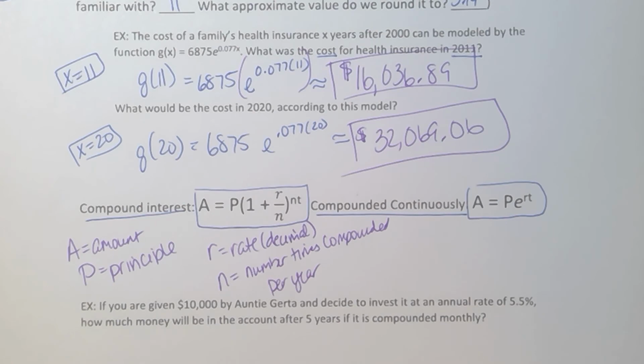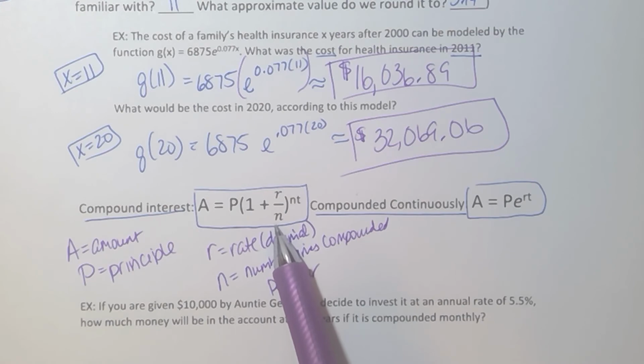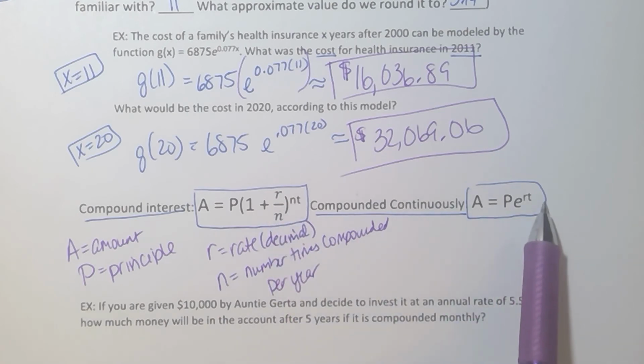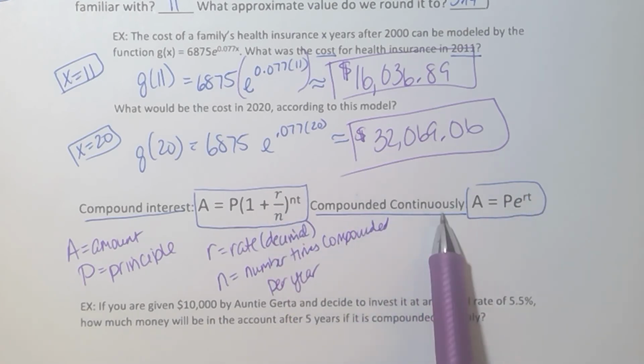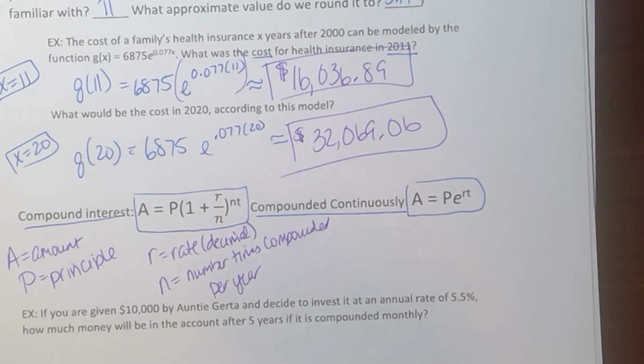So if you're told that your interest is compounded quarterly, n is 4. If you're told it's compounded monthly, n is going to be 12 because there are 12 months in a year. We follow the banker's rule, so if you're told it's compounded daily, n would be 360. Notice that there is not an n in our compounded continuously formula because we don't have a number of times compounded. It's always being compounded.